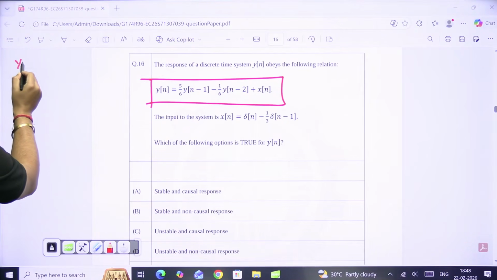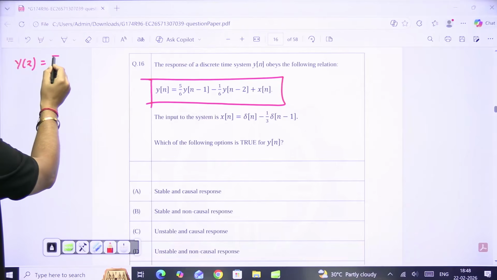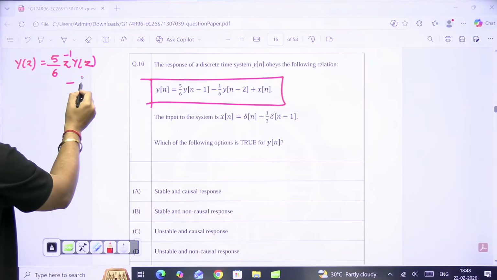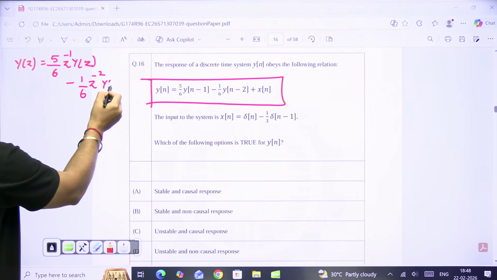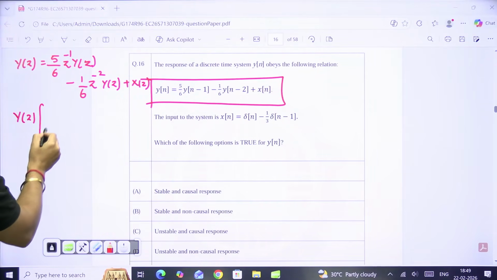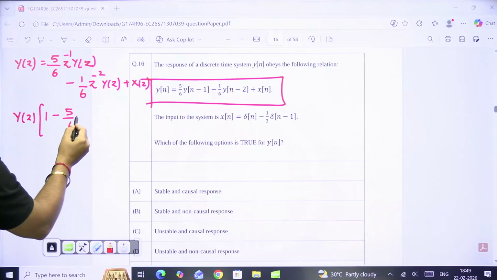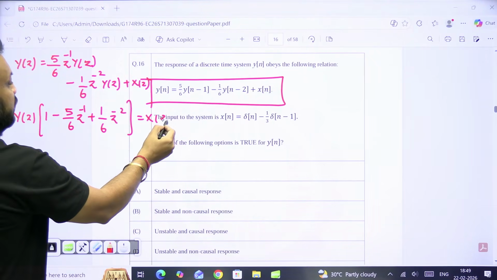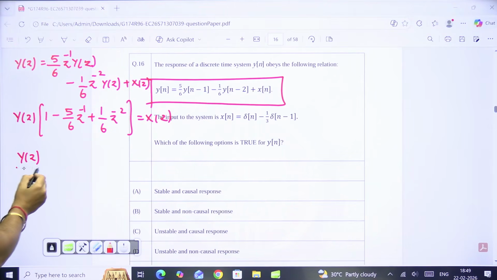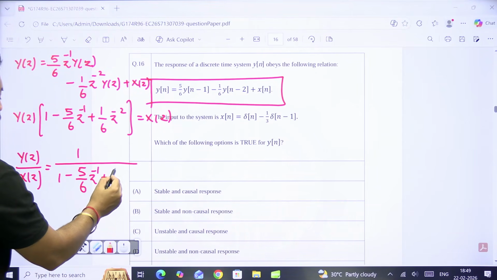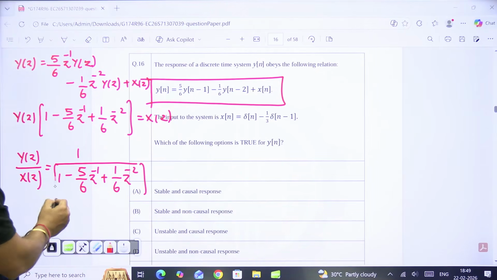When you take the Z transform, Y(Z) equals 5/6 Z inverse Y(Z), then minus 1/6 Z to the power minus 2 Y(Z), plus X(Z). Now tell me, when you take Y(Z) common, you get 1 minus 5/6 Z inverse plus 1/6 Z minus 2, equal to X(Z). So what is the final Y(Z) upon X(Z)? It is 1 upon 1 minus 5/6 Z inverse plus 1/6 Z minus 2.